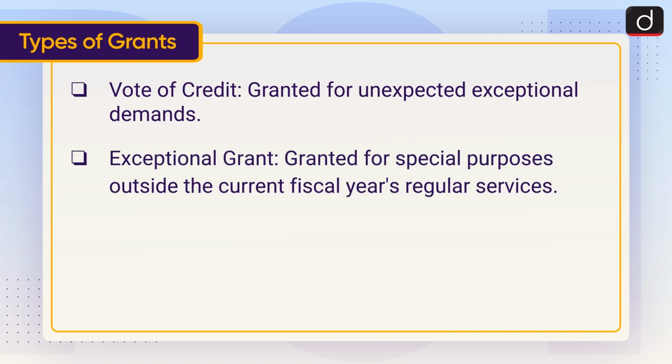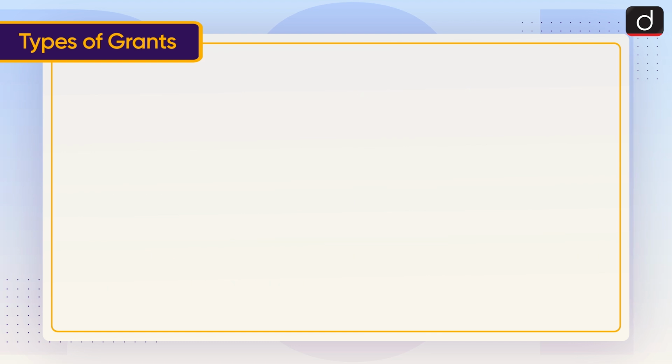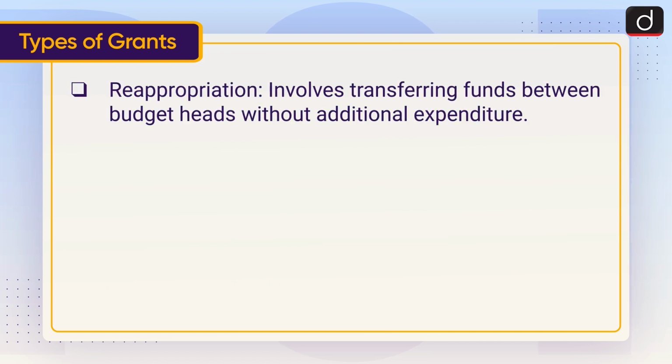Exceptional grant: granted for special purposes outside the current fiscal year's regular services. Token grant: granted by reappropriation for new service expenditure. It involves a nominal sum of ₹1 approved by Lok Sabha. And reappropriation involves transferring funds between budget heads without additional expenditure.